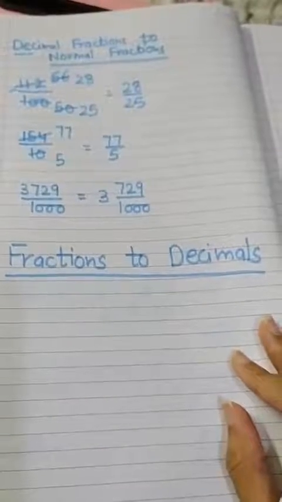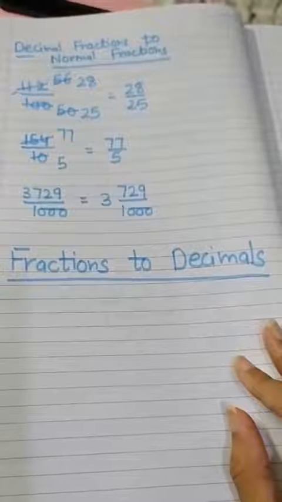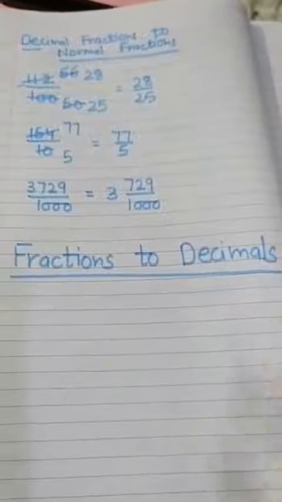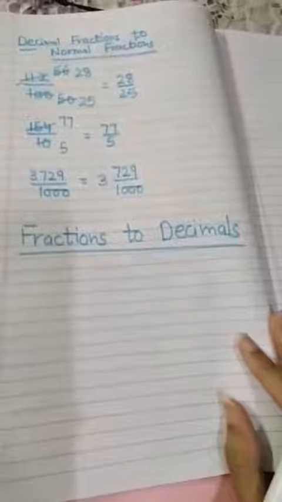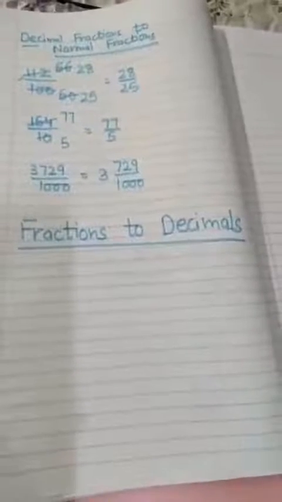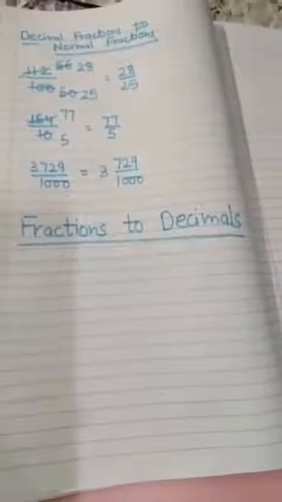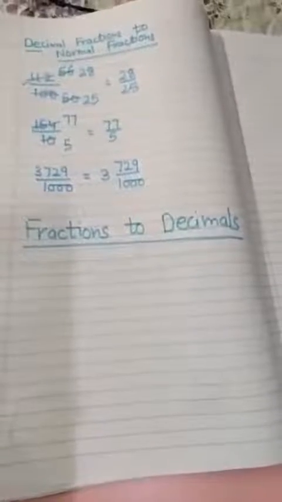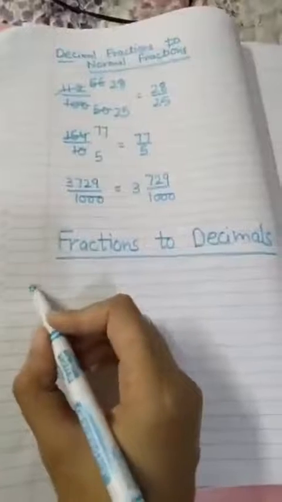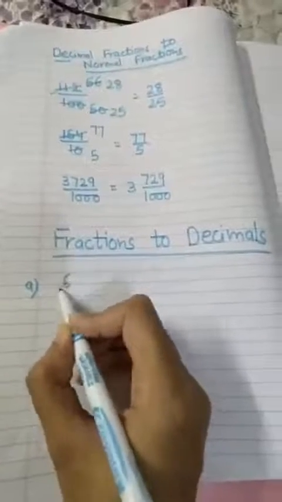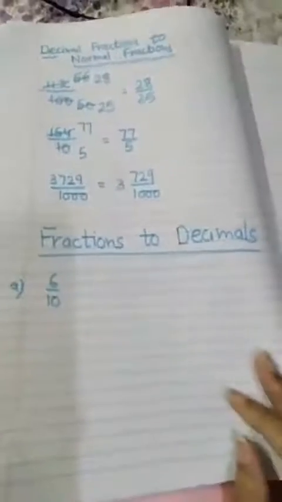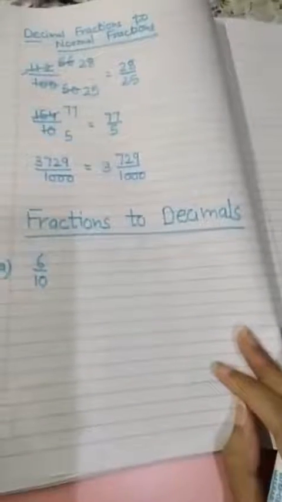Now next we are going to learn how we convert fractions to decimals. Let us see how we are going to convert fractions into decimals. Let us take an example to understand this. Suppose we have a fraction 6 upon 10 and we have to convert it into a decimal. So let us see how we are going to do this.